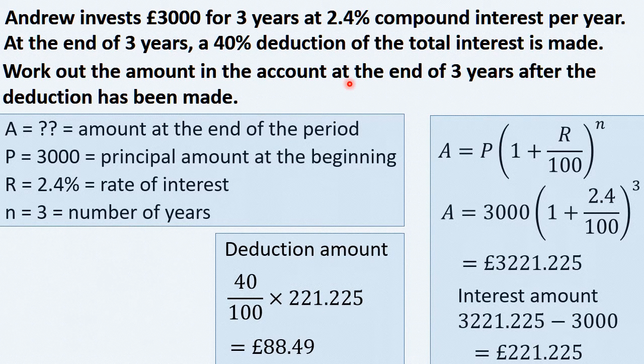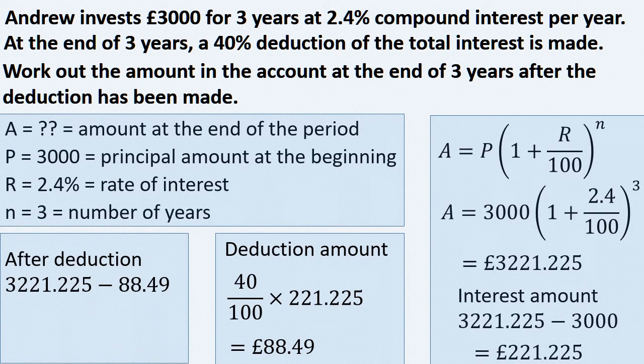Now we turn to the requirement of the question, which is to work out the amount in the account at the end of 3 years after the deduction has been made. To do this, we get the amount at the end of the period, which is £3,221.225, and deduct from it the deduction amount, which we calculated to be £88.49, and this gives us £3,132.76, and this is the right answer.